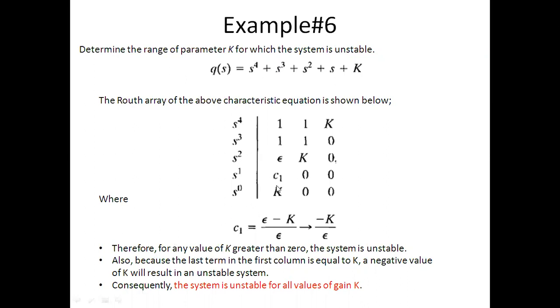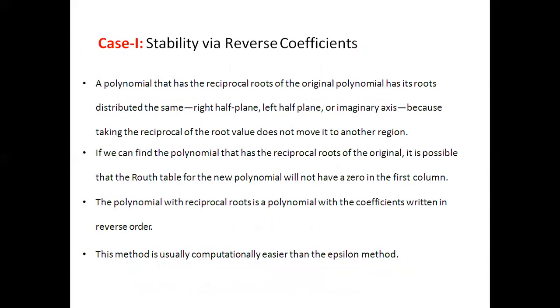So this will be positive, so the value of k will be greater than 0. But for any value of k, c1 will be negative. So the system is unstable for any value of k. It is clear from here that the value of k must be greater than 0 in order to maintain the sign of the first column of the Routh array as positive. But if I put any positive value of k, c1 will become negative. So for any value of the gain k, the system is unstable.